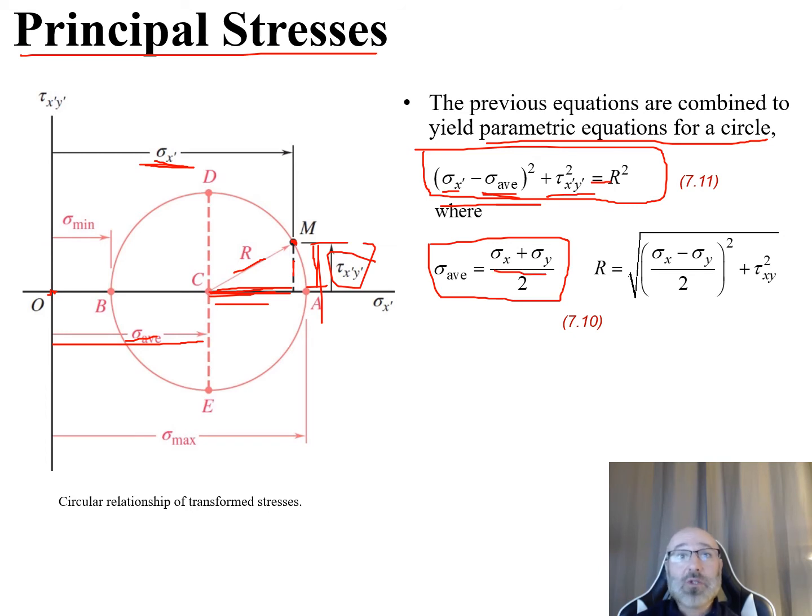Now what we could also do is rearrange this and solve for our r value right there. So our r value is equal to the square root of, now there's our sigma average right there, definition right there, squared minus our tau x y squared right there. So this is equal to the square root of that value squared plus our tau x y squared right there in order to get our r value right there.